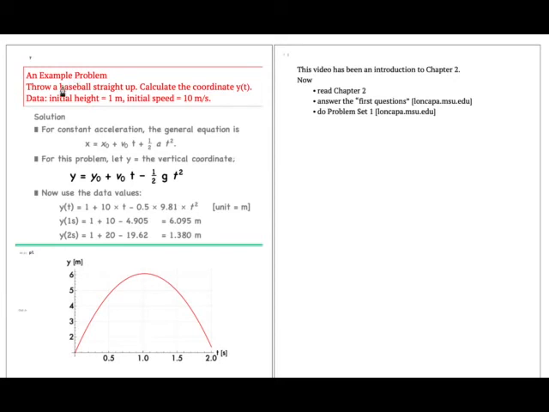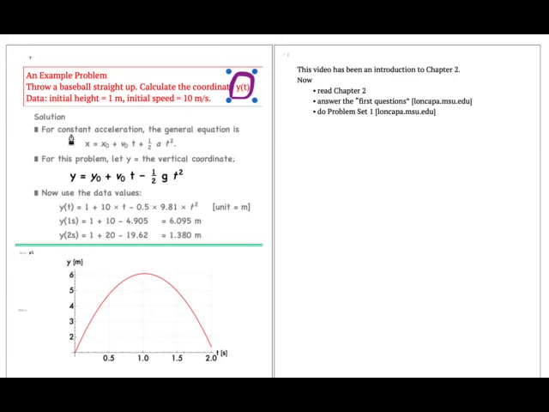Throw a baseball straight up. Calculate the coordinate y as a function of time. And let's suppose that the initial height is 1 meter, which is about waist high if you're pretty tall. So you throw it up from waist high, and let's say the initial speed is 10 meters per second. That's pretty fast. So you throw a baseball up from a height of 1 meter, waist height, at initial speed 10 meters per second. Then what's the coordinate as a function of time?